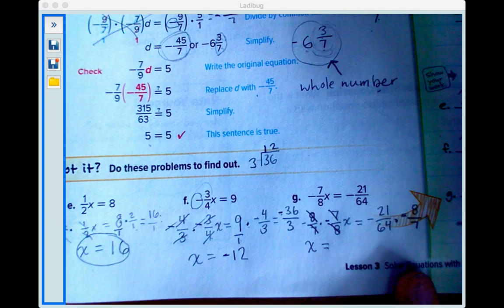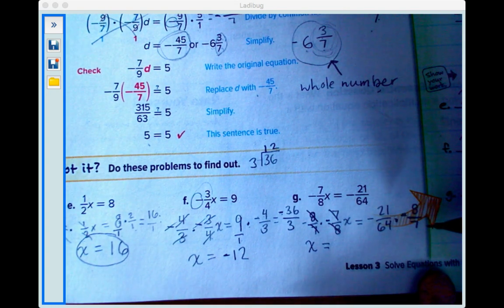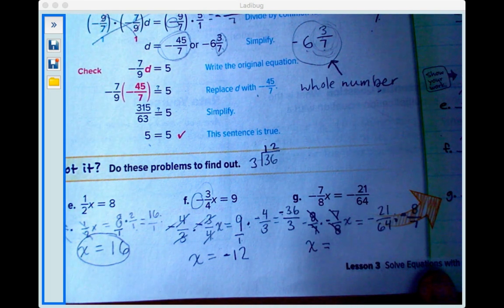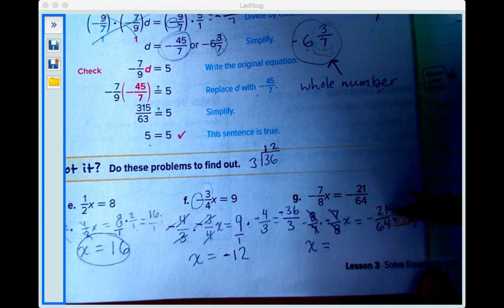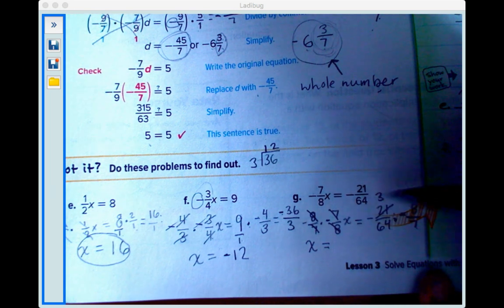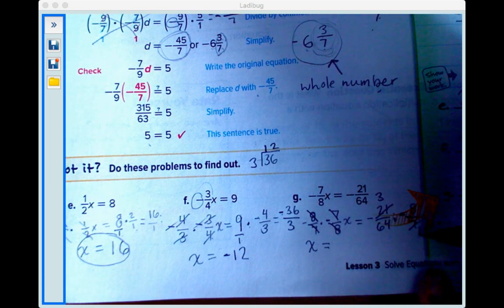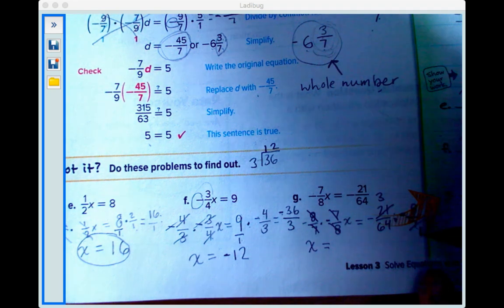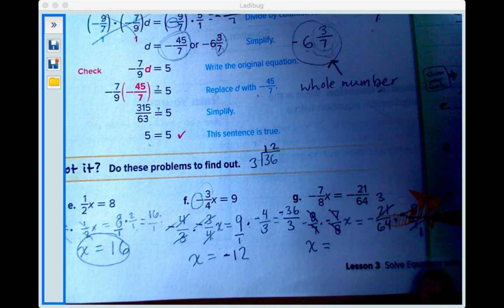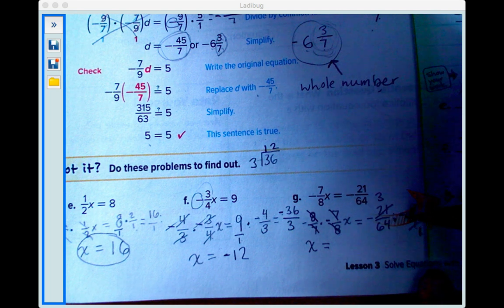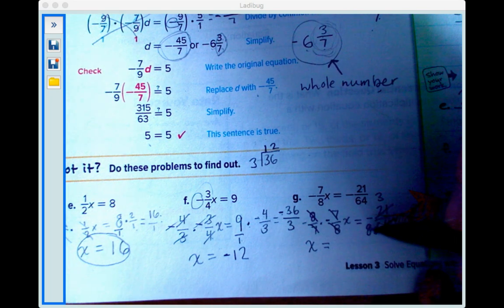Over here, let's try to reduce before we multiply this time. So 21 and 7, both are multiples of 7. So 21 and 7, how many times can 7 go into 21? It's 3 times. How many times can 7 go into 7? It's 1 time. So 3 and 1. Let's do 64 and 8. You know both of those have 8 go into them. 8 divided by 8 is 1. 64 divided by 8 is 8.